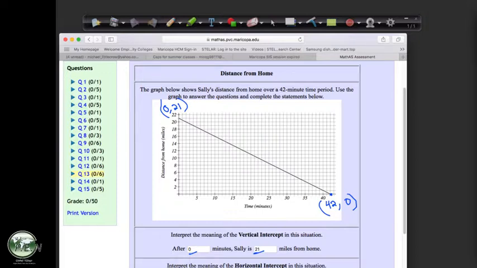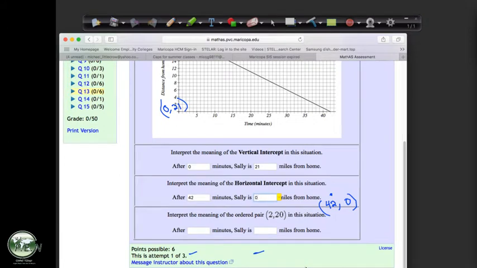I think this is the lesson where we do a lot of vertical and horizontal intercepts. It always has 0 involved in one of them: vertical intercept has 0 for x, horizontal intercept has 0 for y. If you can keep those two straight, everything will be good. And then interpret the meaning of the ordered pair (2, 20). Again, x is minutes, and y gives us how many miles. Okay.